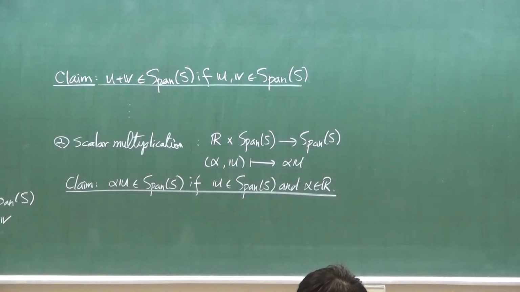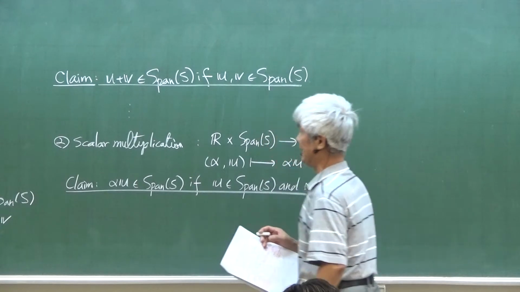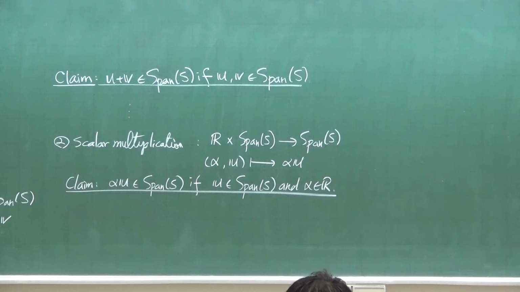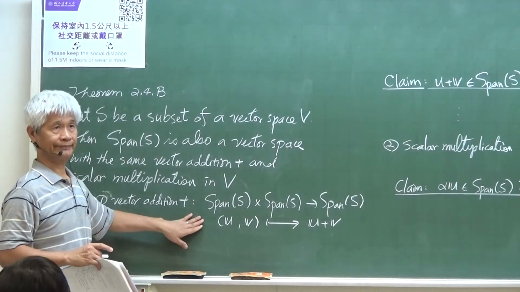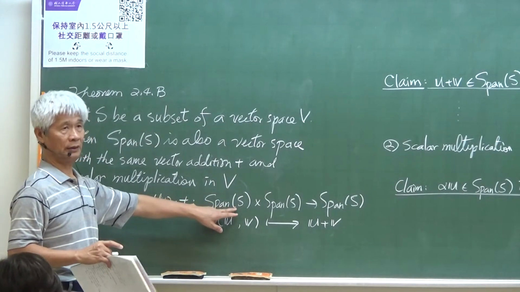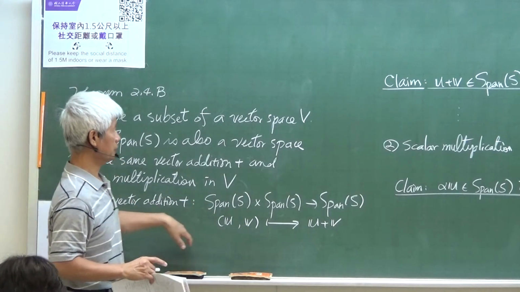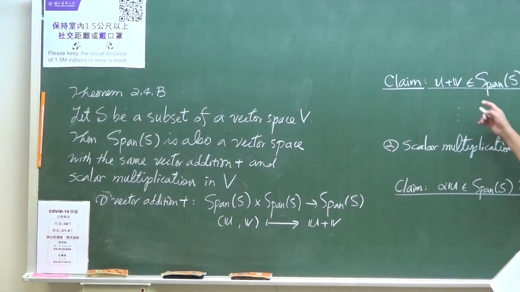Okay, we'll continue to prove theorem 2.4.b. We finished the justification that the vector addition inherited from the original vector space is closed in the span of S. So it's closed, showing that if we have u and v in the span, then their sum is also in the span.